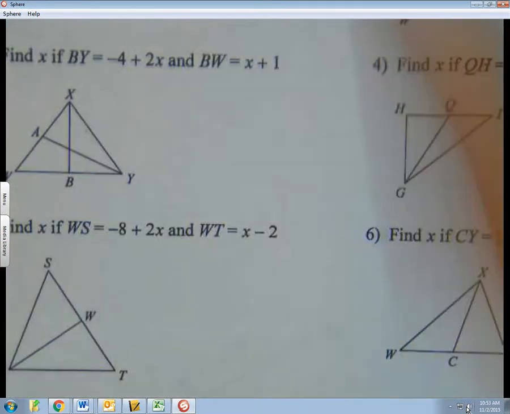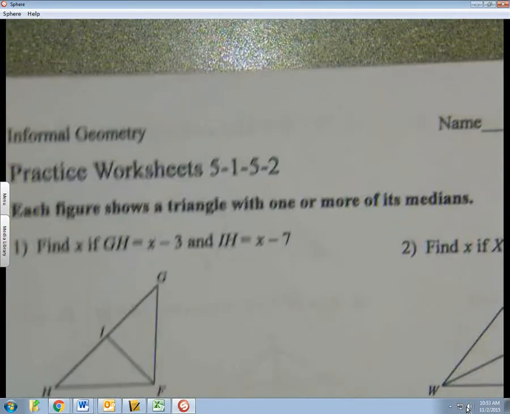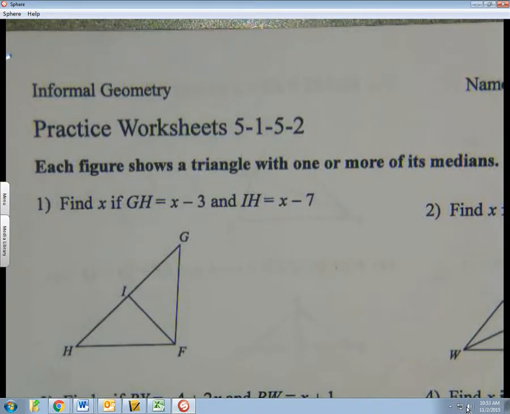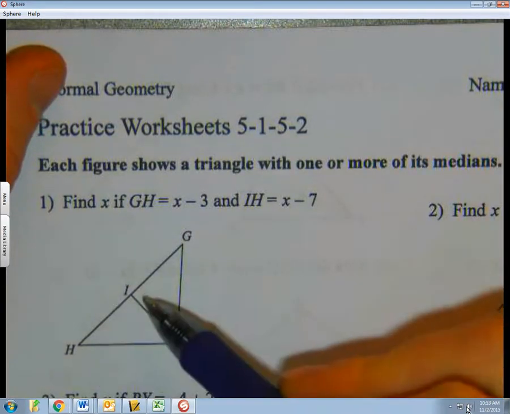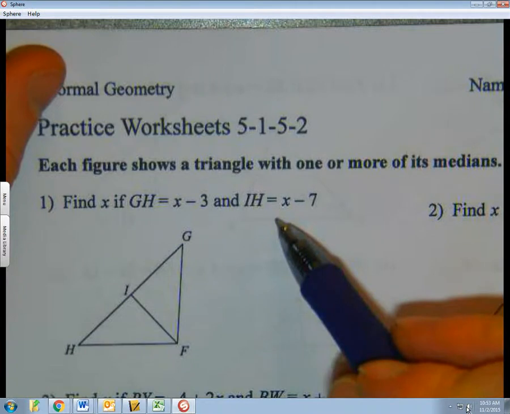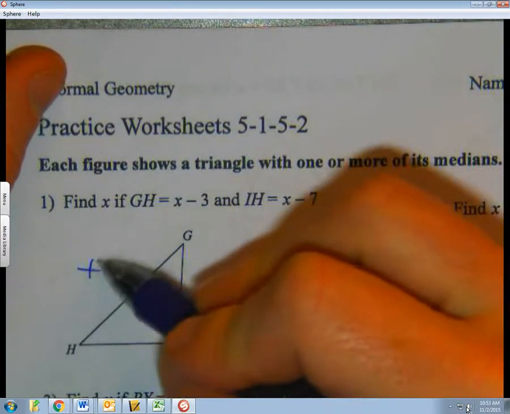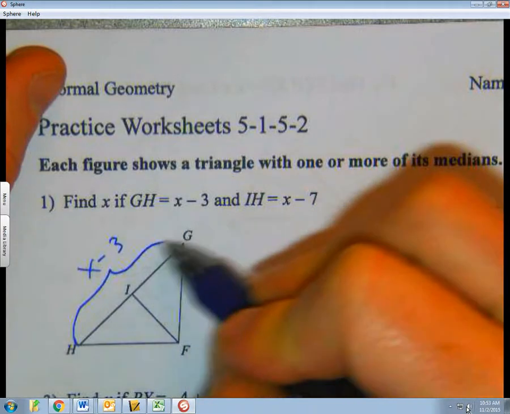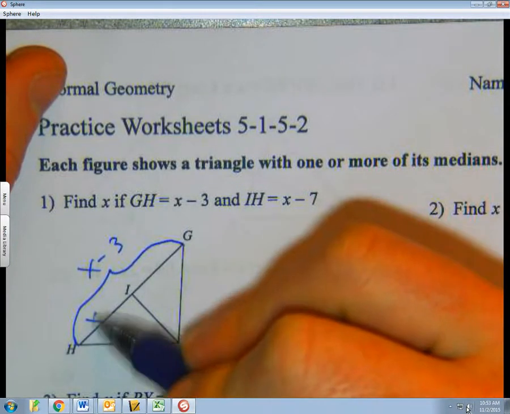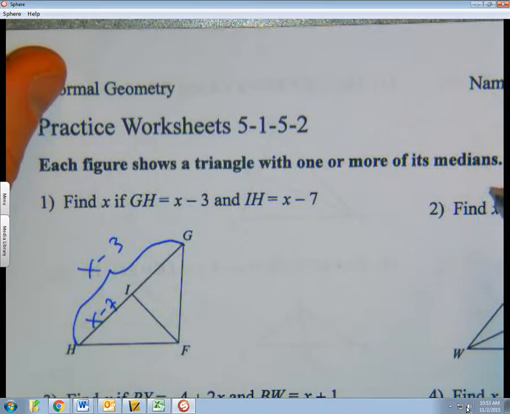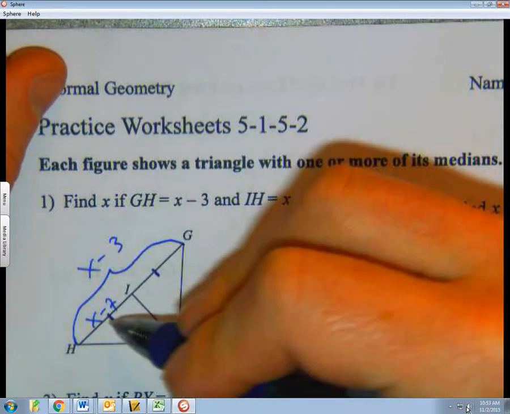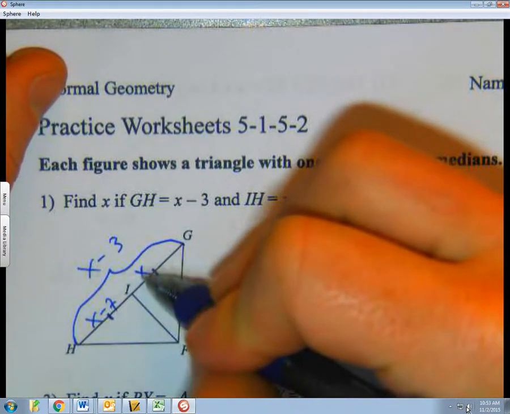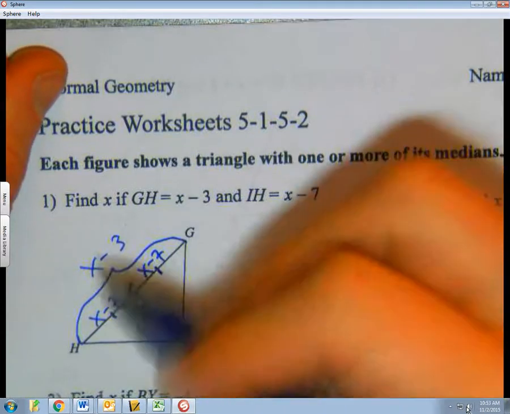So just a quick model, and I'm just on this sheet here. Okay, so always label what you have. You got nice pictures here. Find x if GH and IH. So GH, the whole thing is x minus 3, and IH is x minus 7, and it says it's a median. So if this is a median, then this is the same as that. So if this is x minus 7, then this is x minus 7. And if I want to find the whole thing, I simply add the two middle pieces together.